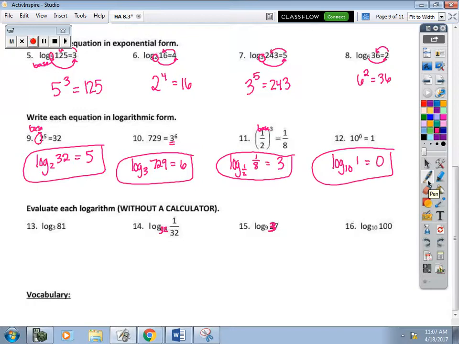For printers. All right, so we're asked to find what is this value. So what you're going to do is you're going to set this up as an equation with a variable on the other side because we want to find out what it's equal to. So log base 3 of 81 equals x. Then we're going to change to exponential.